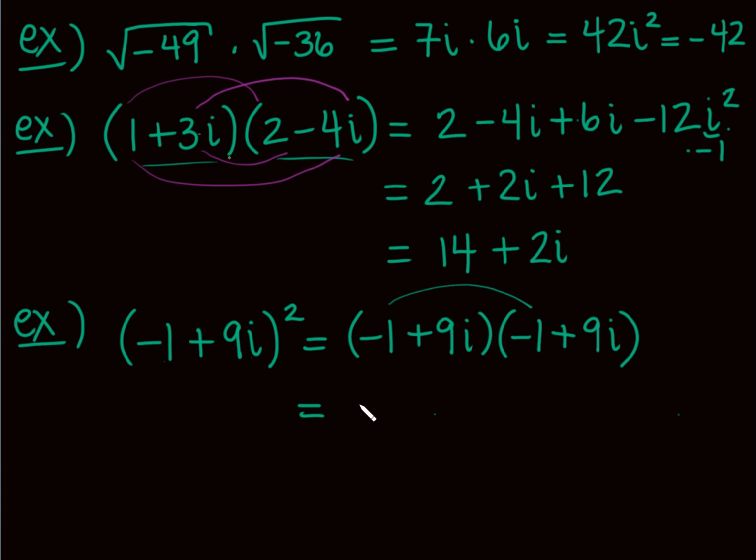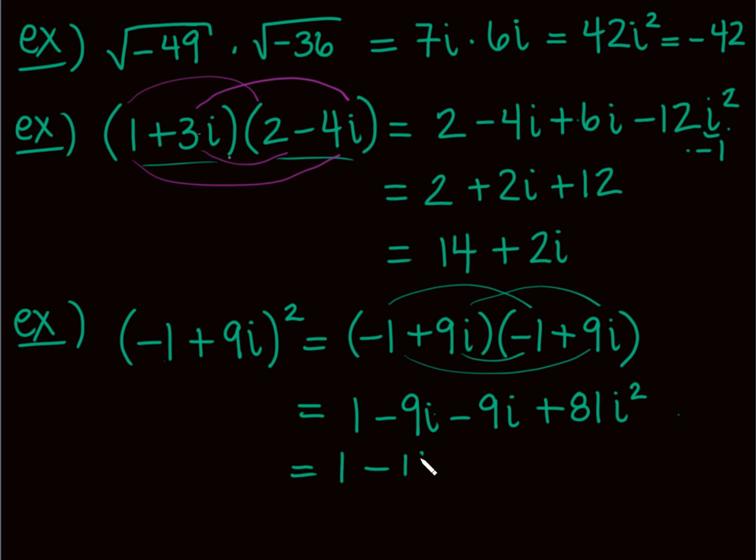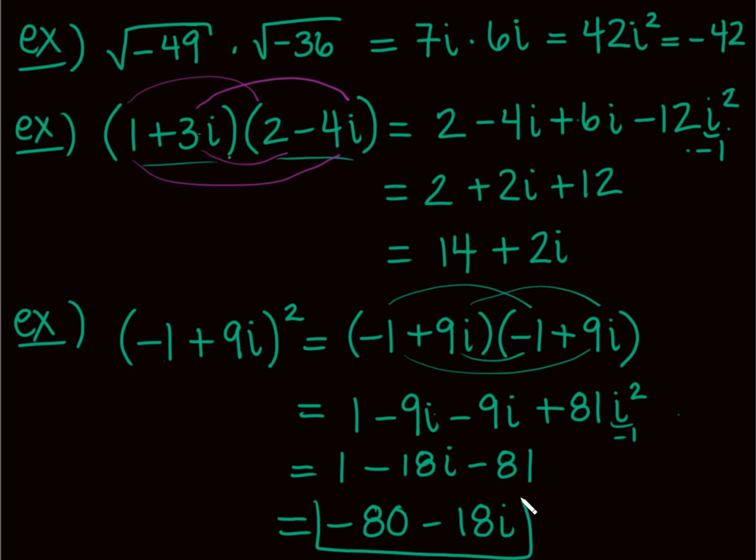So if I FOIL this out, I get a positive 1, then a minus 9i, right? So if you had squared each one, you wouldn't have gotten this middle term. Minus 9i, and then if I do last, I get plus 81i squared. Okay, let's simplify. So I get 1 minus 18i. What is i squared? i squared is negative 1, so I get minus 81. So my final answer is negative 80 minus 18i. You would not have gotten that had you squared each one. So please be mindful of that.